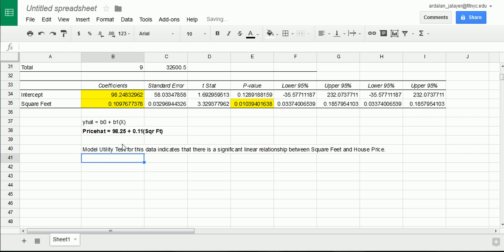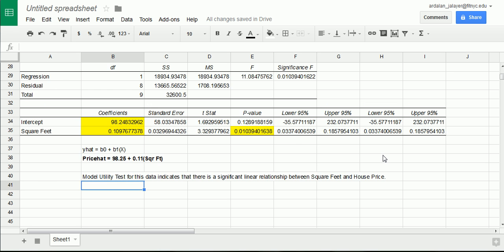Okay, that's always good to see if you want your model to be a good model. You want to reject the null hypothesis for this hypothesis test that we were just doing. Okay, so that's a good sign. It's beyond your control, but it's a good sign when you reject H0 for the model utility test. It tells you that the model is a good model. It's doing a good job.